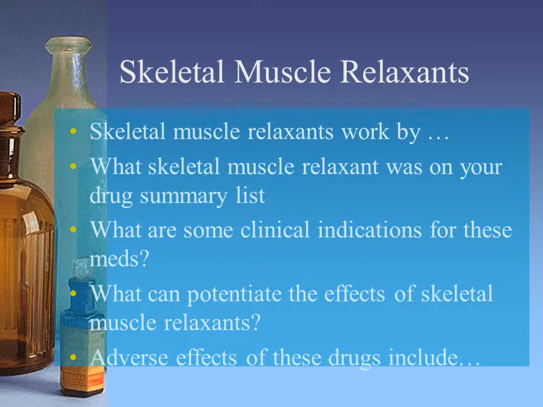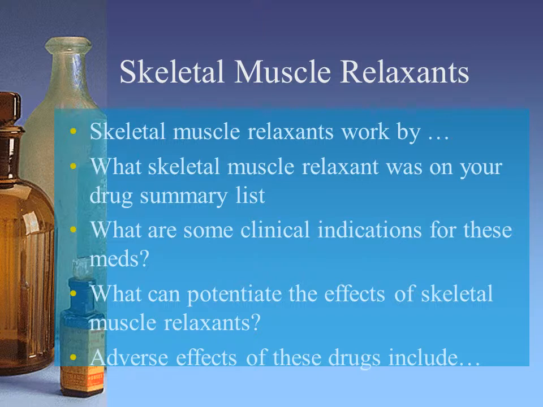A couple of the ones that I can think of, one would be anesthetics. Anesthetics relax the muscles, so if we have a muscle relaxant on top of an anesthetic, we're going to get a more profound effect. Narcotics. If someone is taking a narcotic either therapeutically or recreationally, and they're also taking a skeletal muscle relaxant, you will see an increase in the effects of the relaxant.